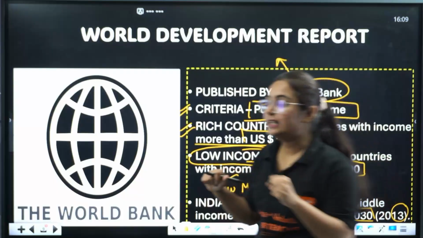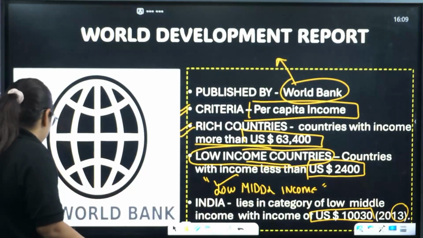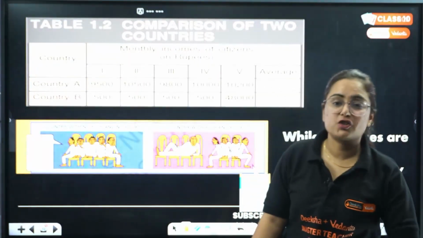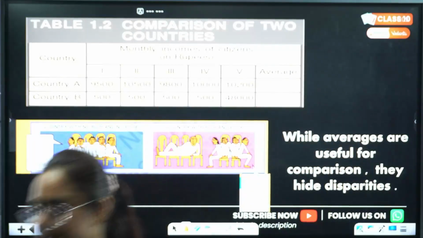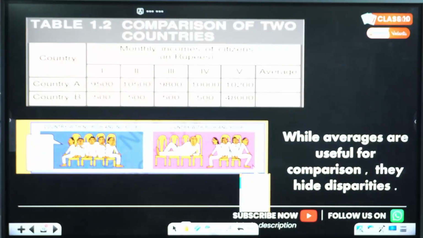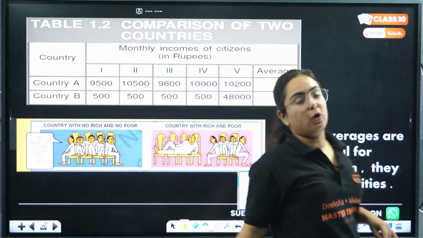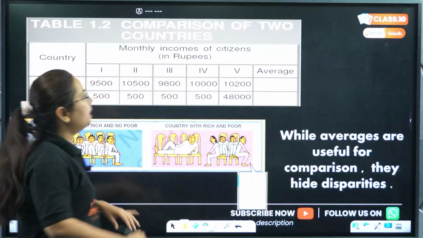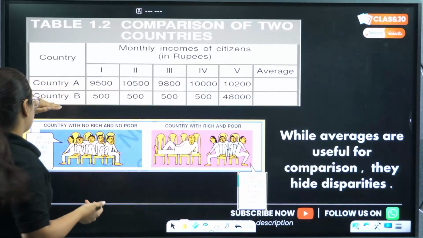What is the criteria of this report? Per capita income. Now comes the question, is this report successful? Actually, it is not. Okay, let us understand why. So, we were seeing that it is a failure. Why? By comparing these with the help of the table. So, there is country A and there is country B.